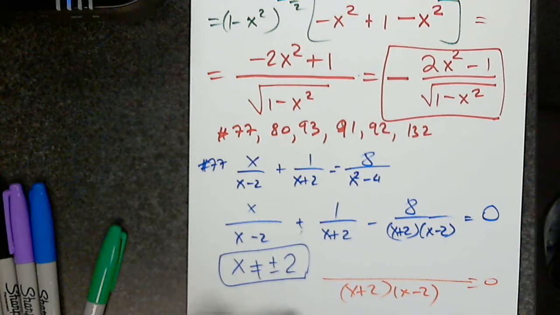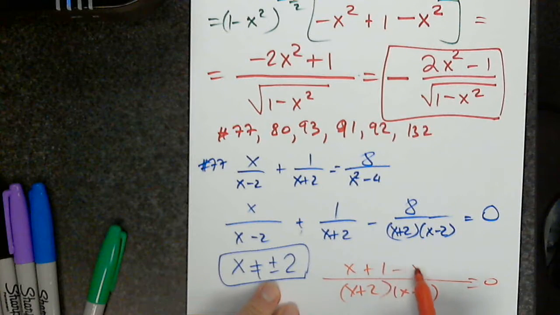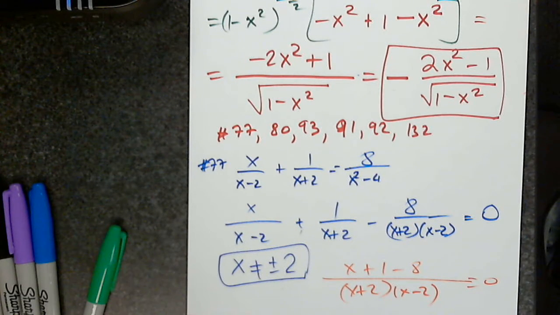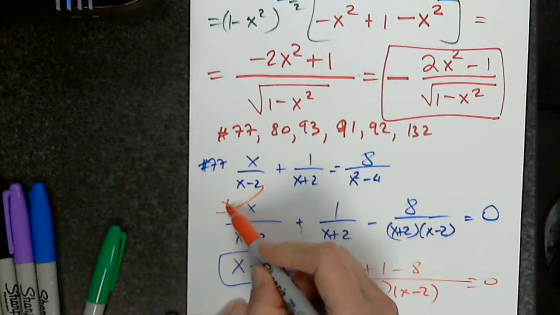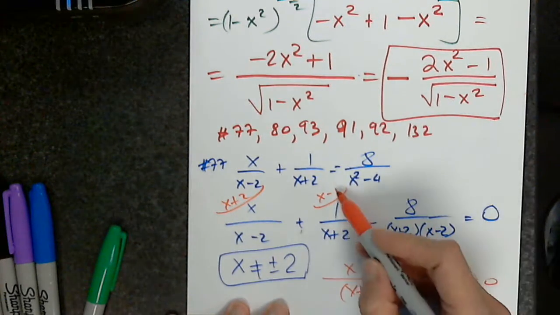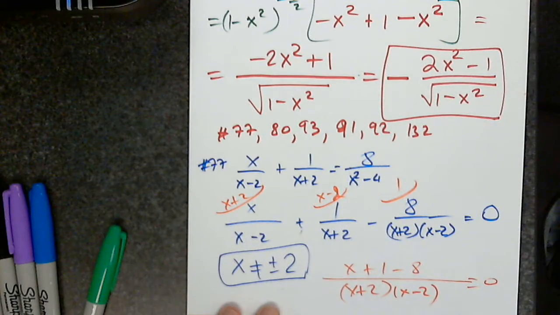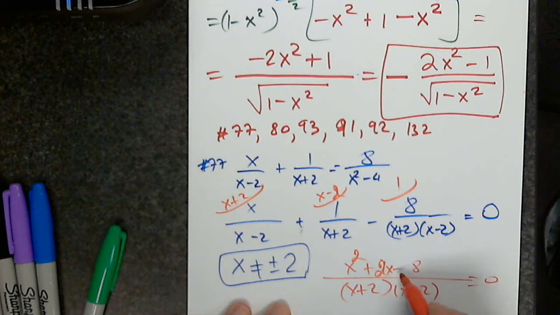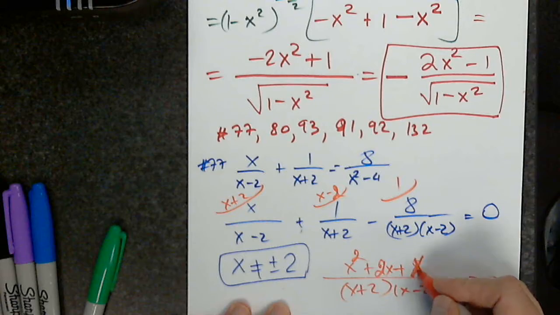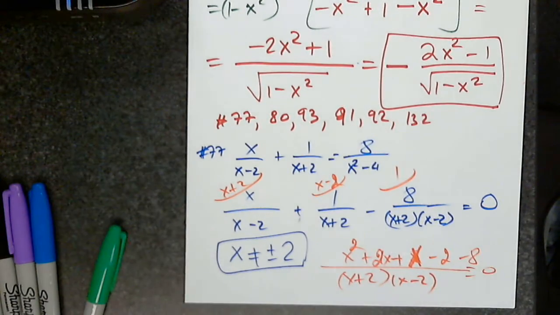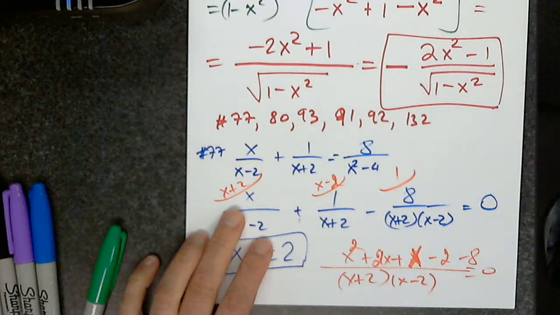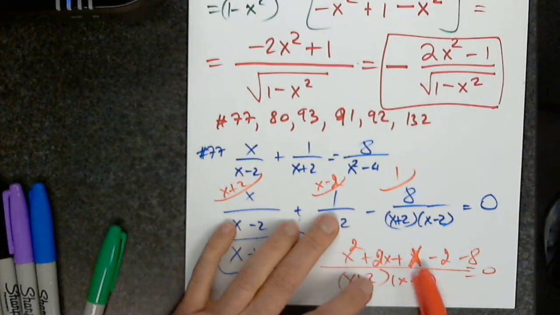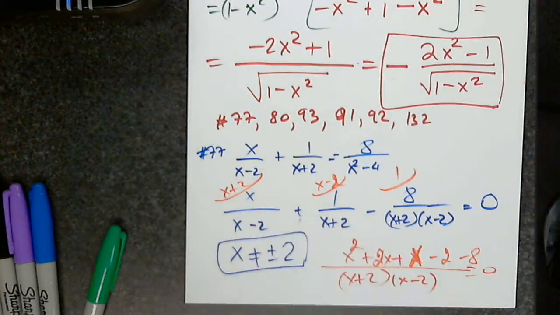Writing this at the top will be a terrible mistake, so don't write it. Is that clear why? Because that's not how we add fractions. So this needs an x plus 2, this needs an x minus 2, and this needs 1. So this is x squared plus 2x plus x minus 2 and minus 8. One more time. x distributed to x plus 2 is x squared plus 2x. 1 distributed to x minus 2 is simply x minus 2, and then minus 8.